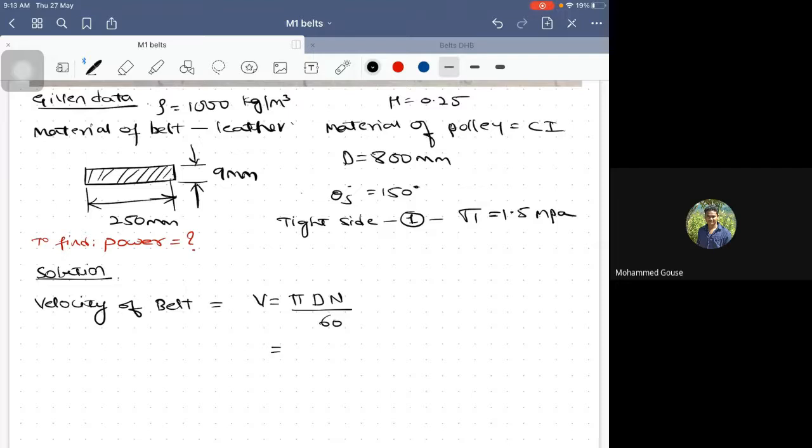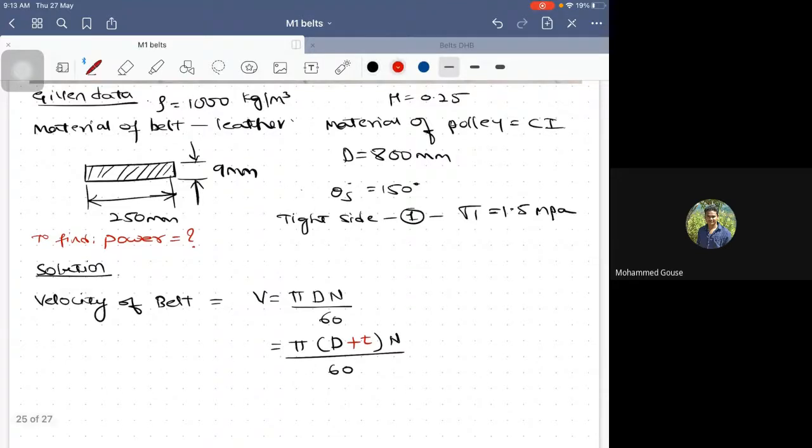So the formula would become pi into capital D plus t, into N divided by 60, correct? This is a new thing. I'll be writing it in red color. In the bracket you can write, considering the given thickness.